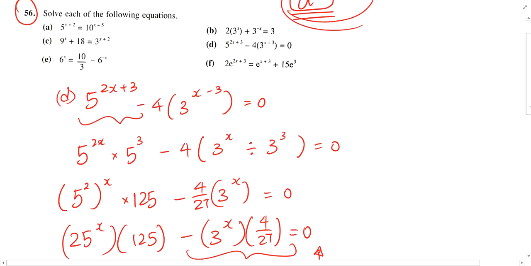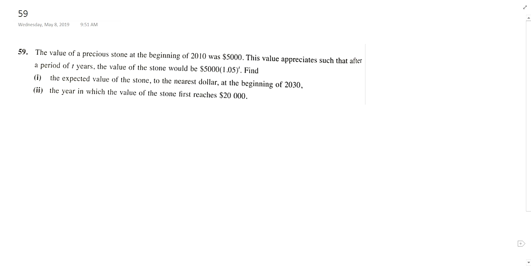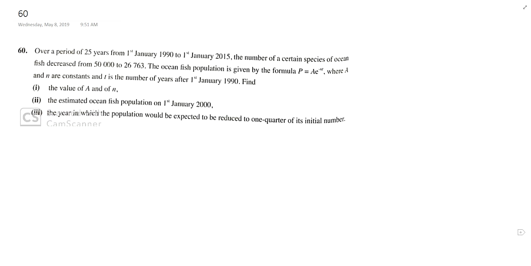The last few questions, I'll be posting them online again. There are different types of questions. I'm quite sure one of these will come out, either 59 or 60. One of these types of question will come out.